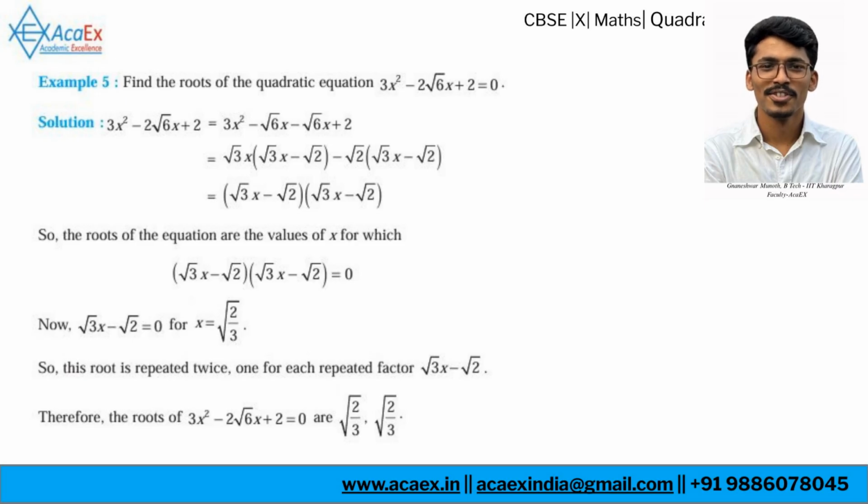Problem: find the roots of the quadratic equation 3x squared minus 2 times the square root of 6 times x plus 2 equals 0.